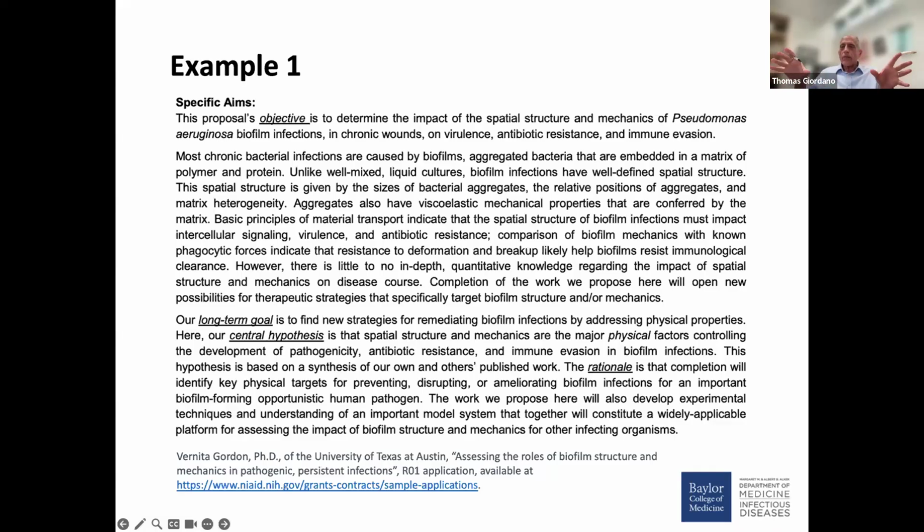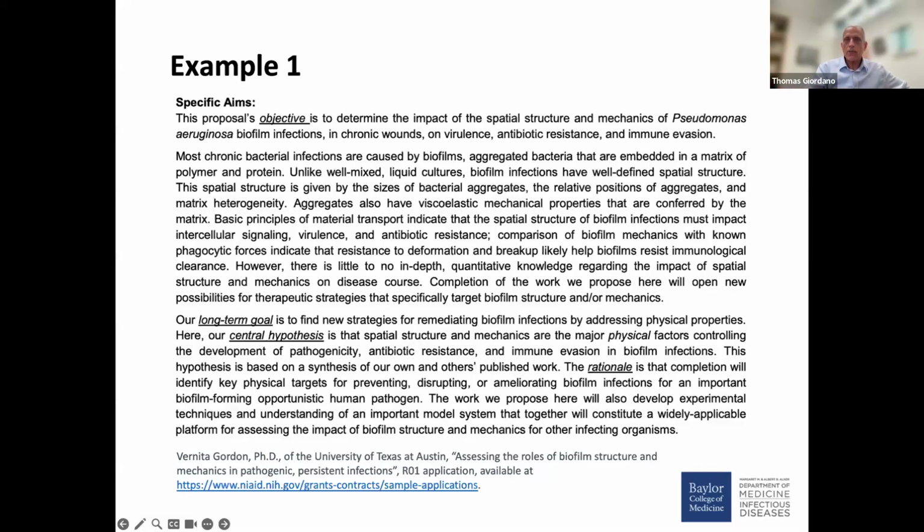So that's their gap. They've identified the big area, they've identified the specific area they want to work in, they've found a gap in the literature, a gap in the science, and then they say completion of the work we propose here will open new possibilities for therapeutic strategies that specifically target biofilm structures and mechanics. So that's what you can add by completing this research. And then it goes into long-term goals, central hypothesis, and a rationale for why this work is going to be important.